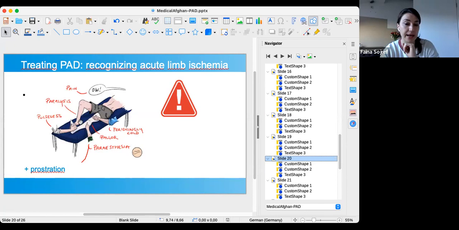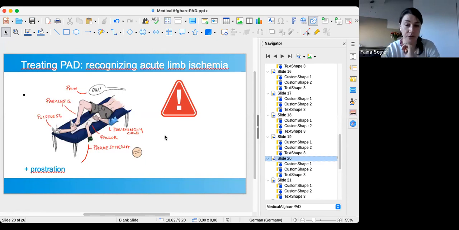We have paralysis, so no motor function. We have paresthesia, so the patient is not going to feel it when you touch the extremity. We have pale color of the skin and a perishingly cold temperature.